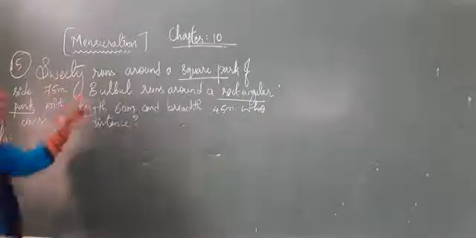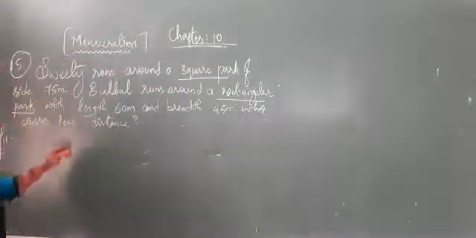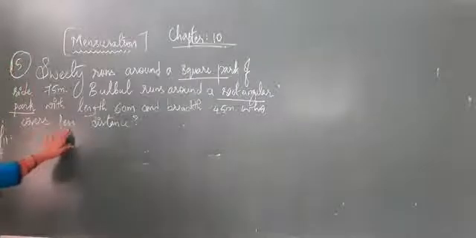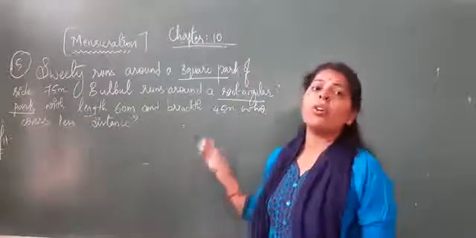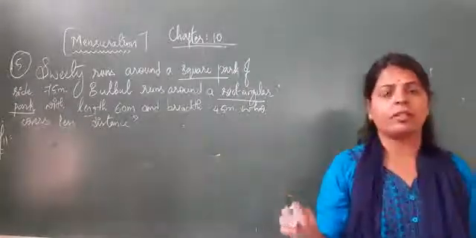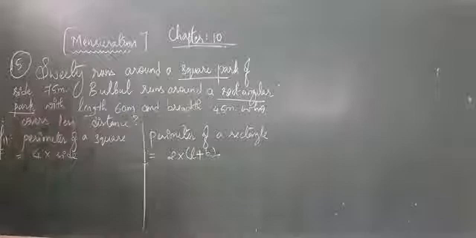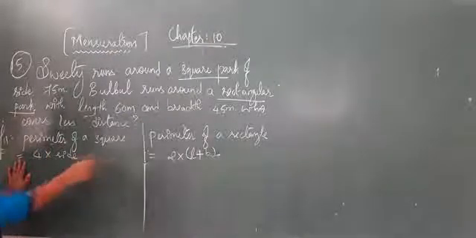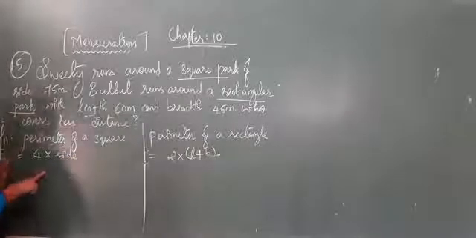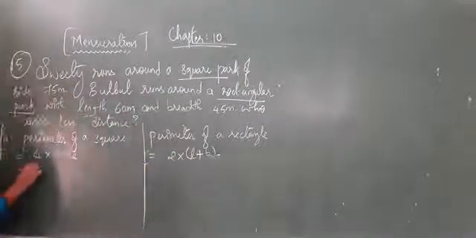So two persons are there. One is going around the square and one is going around the rectangle. Both lengths are given. Who covers less distance? So you have to compare the perimeters and find out who is going to cover less distance, either the square or the rectangle, Sweetie or Bulbul. So what do you have to find out here? Perimeter of the square and perimeter of the rectangle. The perimeter of the square formula is 4 into side, and perimeter of the rectangle is 2 into (L plus B).